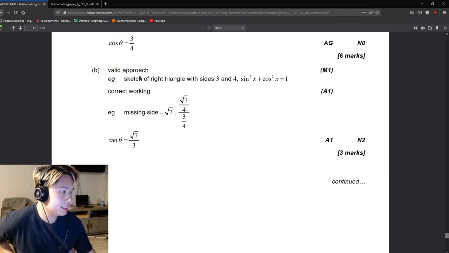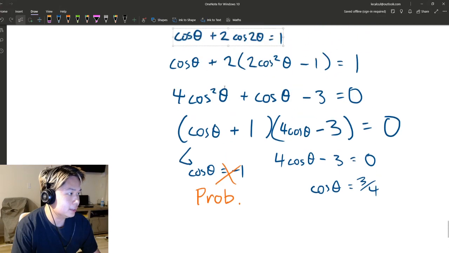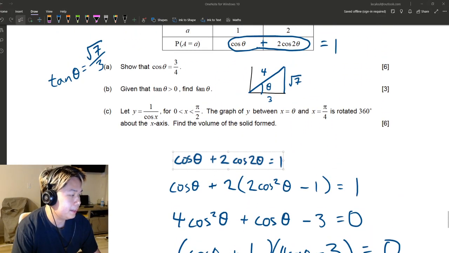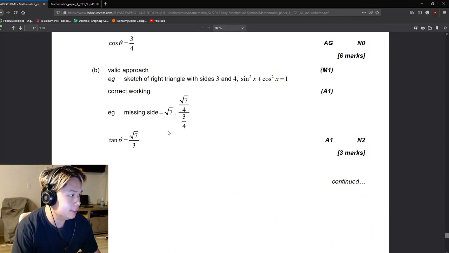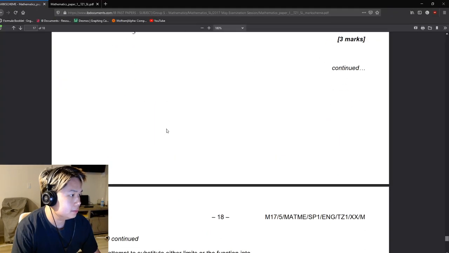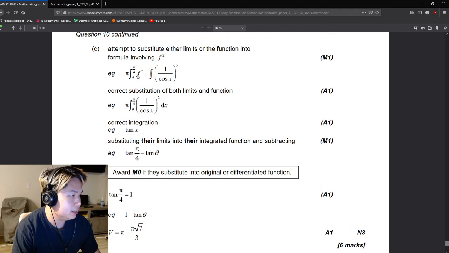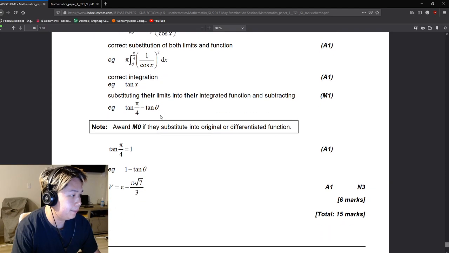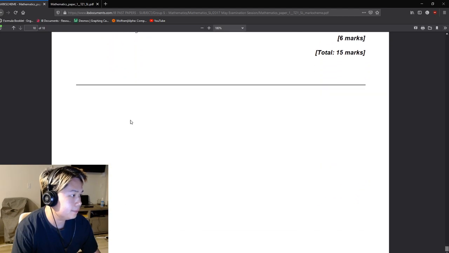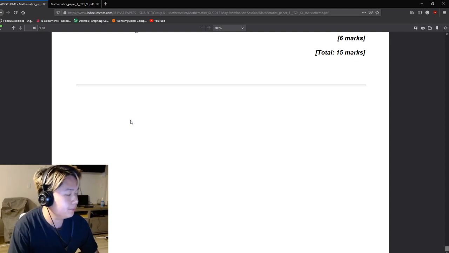Okay, valid approach. Sketching a right triangle with sides 3 and 4. So that's what we did right here, right? And then you end up with tan root 7 over 3. So there you go. And then you see you need to do calculus and do an integral for the final part. But we're not going there.